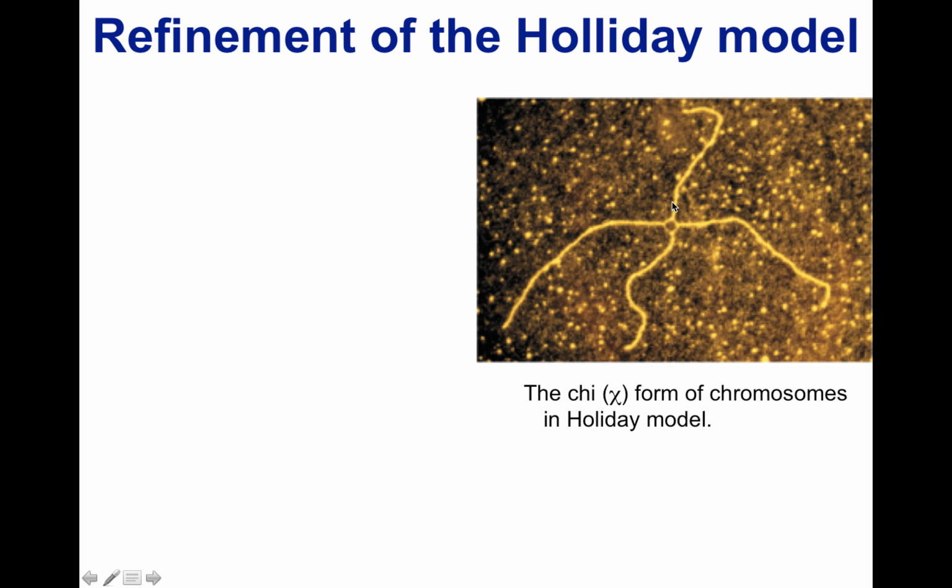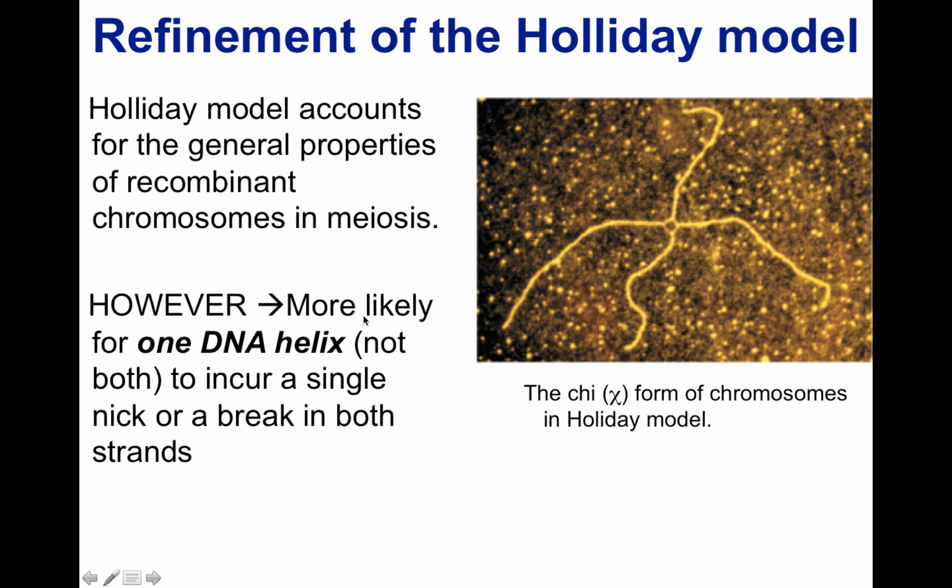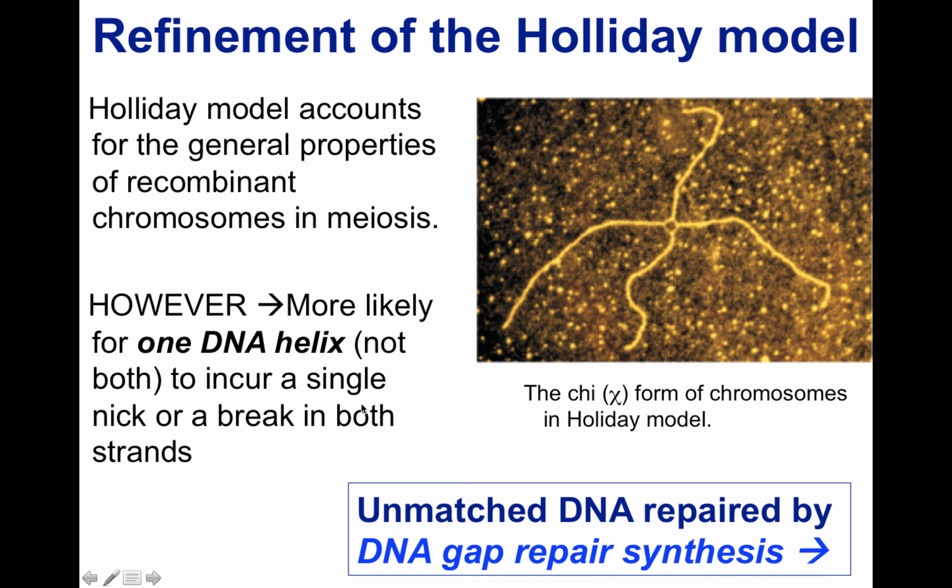Now, we have to refine the Holliday model. This is another chi form of the chromosomes demonstrating some evidence in support of the Holliday model. The Holliday model accounts for the general properties of recombination by the chromosomes in meiosis. However, it's more likely for one DNA helix, not both of them, but just one of the double-stranded DNA molecules, to incur a single nick or a break in both strands, thus double-stranded break repair.